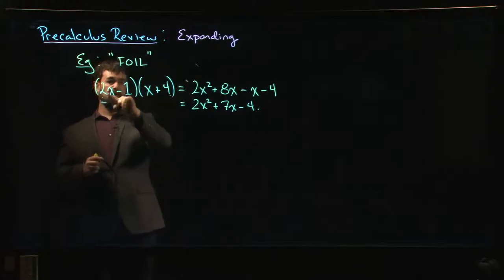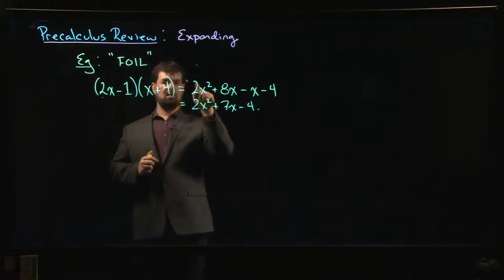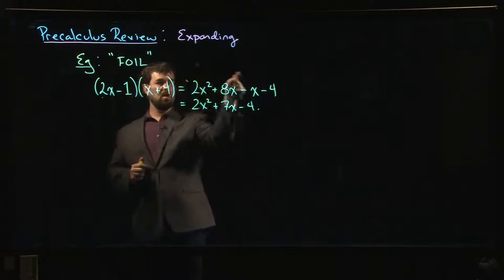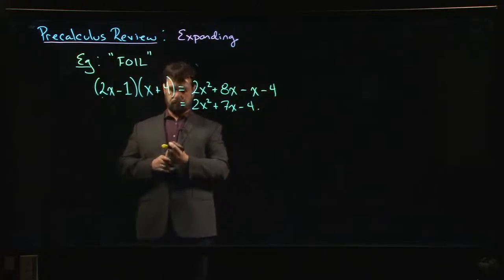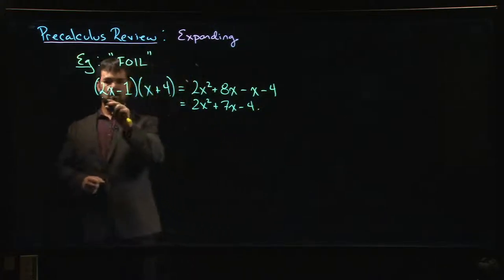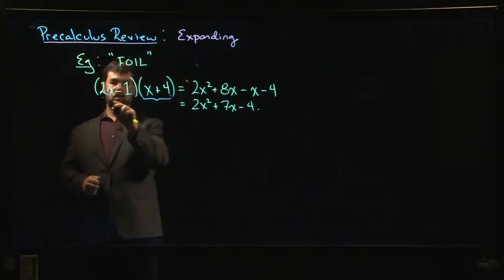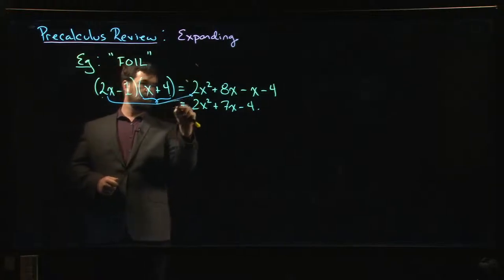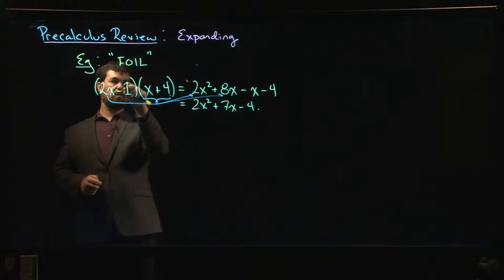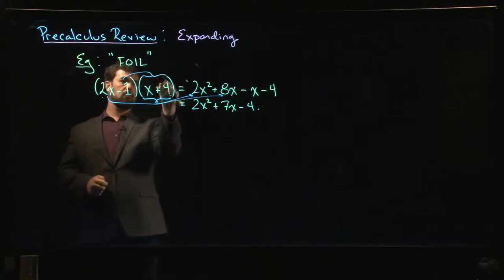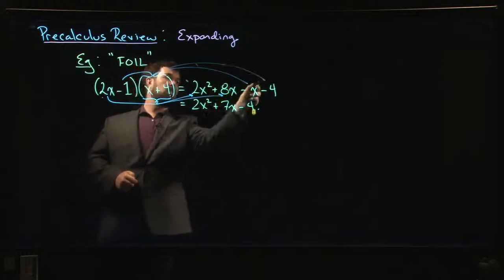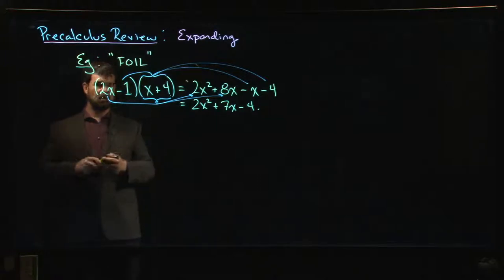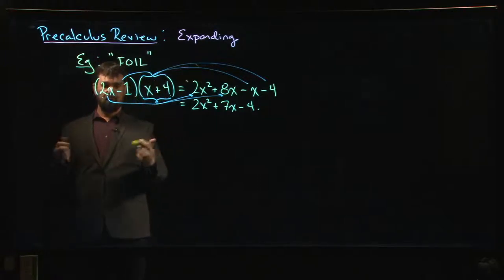So when you take this and you multiply by 2x, that's going to give you this term and that term, the first two terms. When you take this and you multiply by minus 1, it's giving you the other two terms, right? So these ones here come from multiplying by 2x, and that produces this term and that term. When you multiply by the minus 1, it's going to produce this term and that term.